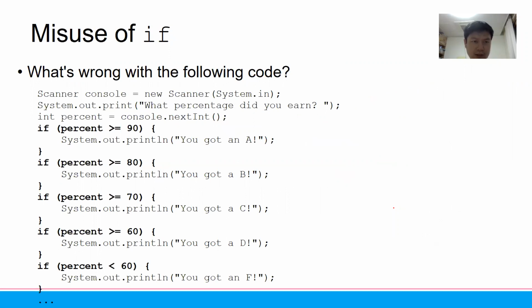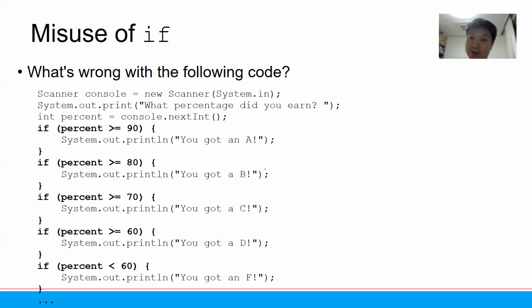Now, in this kind of code, there is one problem. Please avoid the misuse of if. What does it mean? Okay, let's check. We have the scanner console equals new Scanner System.in. So I'm going to get the user input for what percentage did you earn, and I'm going to get the user input as an integer. So if the percent is greater than or equal to 90, you got an A. If the percent is greater than or equal to 80, you got a B. Okay, and so on. Now, this kind of if is not correct.